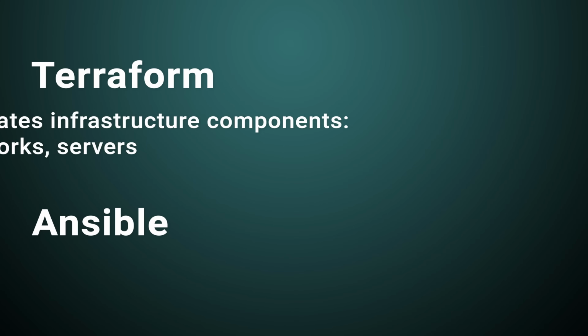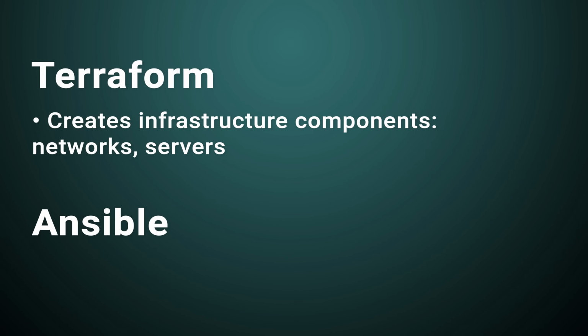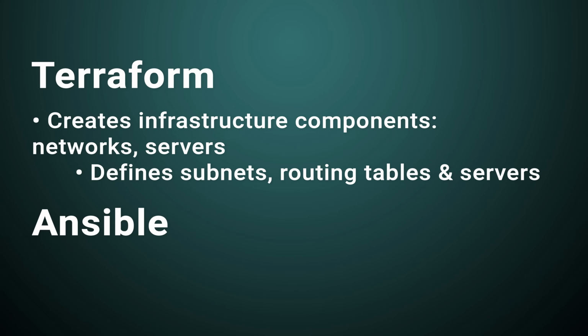In the case of the tools Ansible and Terraform, which I mentioned earlier, those are actually great examples of the difference between those particular types of infrastructure. Terraform is a utility that can create infrastructure components, such as networks and servers. You can define network subnets, routing tables, as well as servers themselves. You can configure Terraform to build a cloud server with a specific number of cores and amount of RAM, as well as the network that the server has access to.